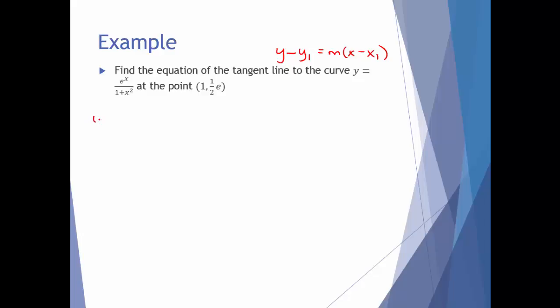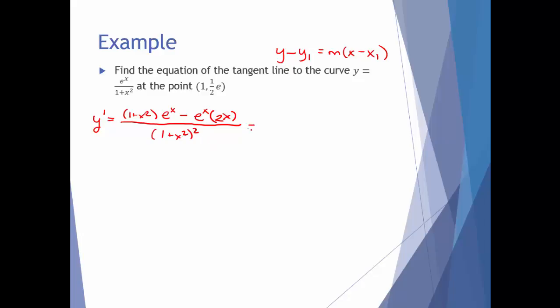So we'll take the derivative, and notice that since this is a quotient, it's a ratio, we are going to need to go ahead and use quotient rule to take this derivative. So we will have the denominator, which is 1 plus x squared, times the derivative of the numerator, which is e to the x, because the derivative of e to the x is e to the x, minus the numerator, e to the x, times the derivative of the denominator, which the derivative of 1 is 0, and the derivative of x squared is 2x, all over the denominator squared. So 1 plus x squared quantity squared.